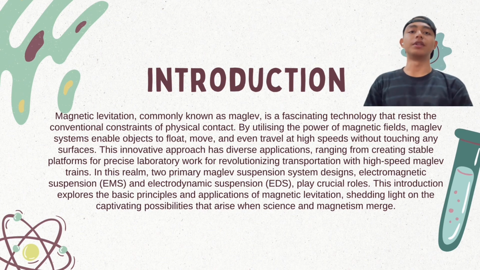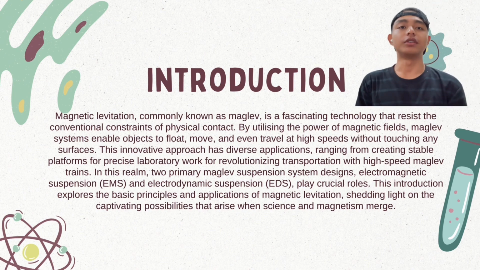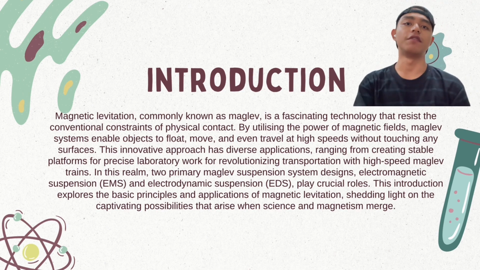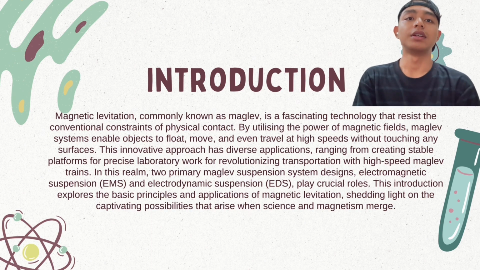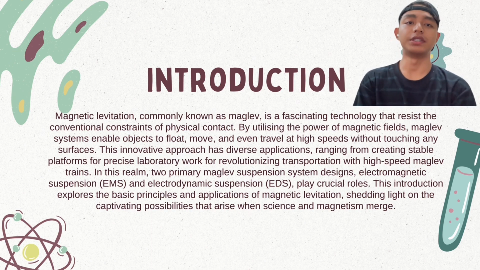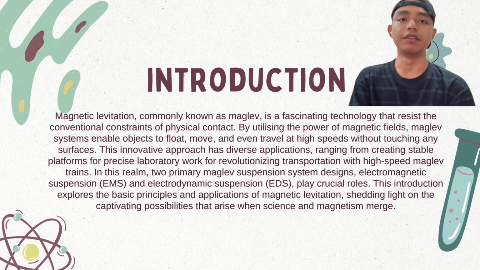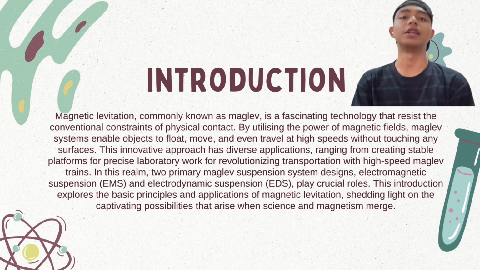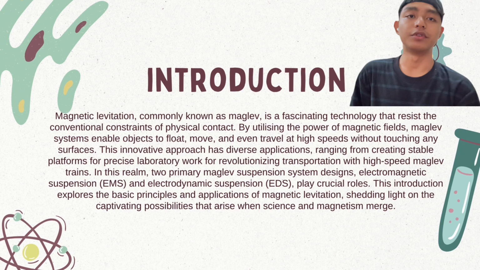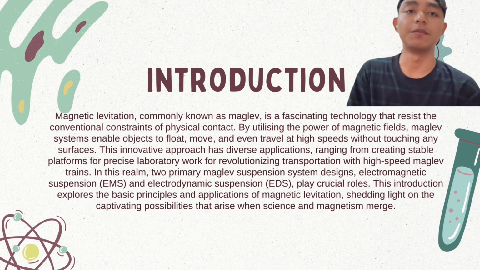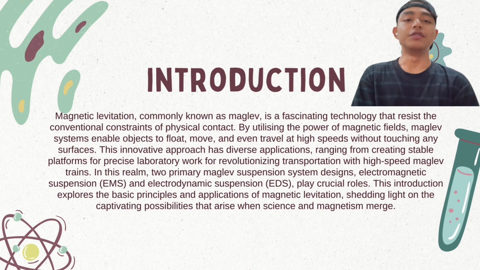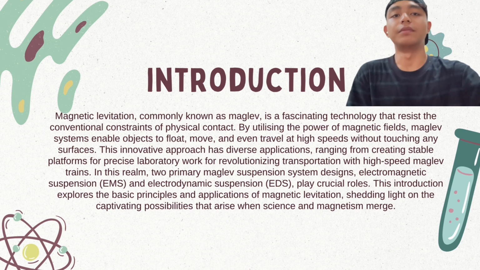Okay, so what is magnetic levitation? Magnetic levitation, commonly known as maglev, is a fascinating technology that resists the conventional constraint of physical contact. By utilizing the power of magnetic fields, maglev systems enable objects to float, move, and even travel at high speeds without touching any surfaces. This innovative approach has diverse applications, ranging from creating a stable platform for precise laboratory work to revolutionizing transportation with high-speed maglev trains.